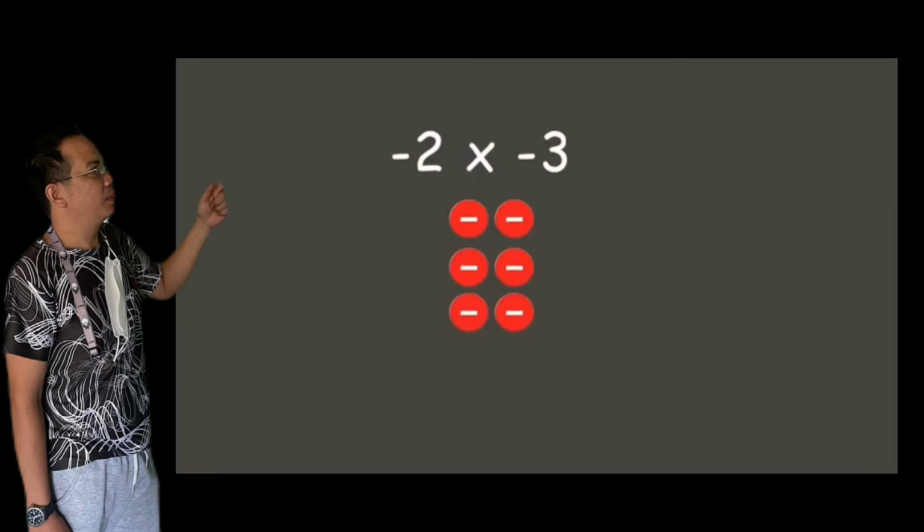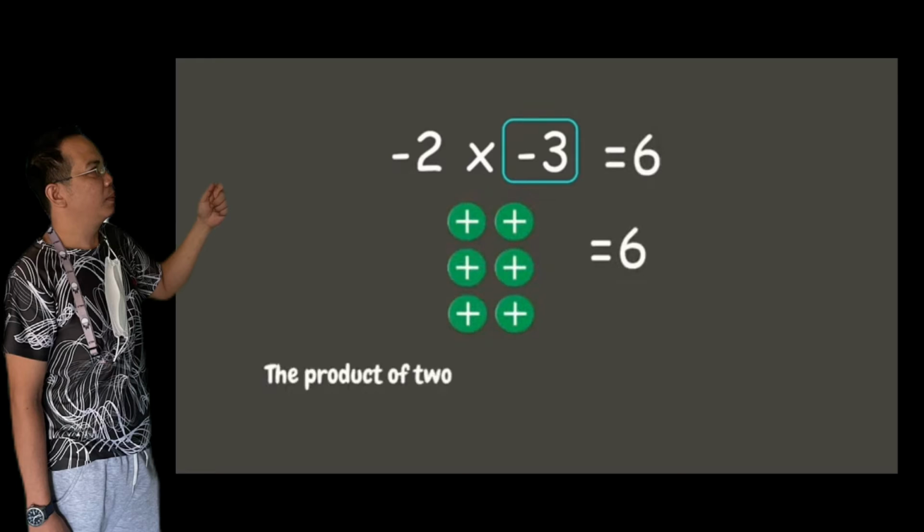There you go. Now, one thing that you need to remember, if the multiplier is a negative integer, this means that we need to get the opposite of our counters. The opposite sign of our counters, which are negatives, are positive. Therefore, our answer is positive 6. There you go. This means that when we are multiplying 2 negative integers, the answer is a positive integer.